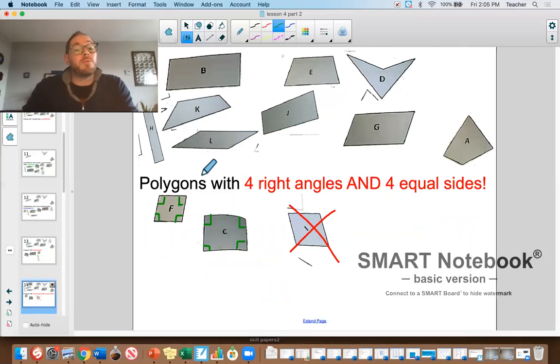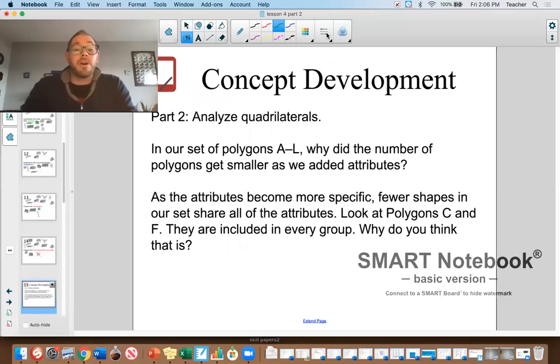Then we wanted to see which polygons have 4 right angles and 4 equal sides. And we know that F and C have 4 right angles and they've got 4 equal sides. There we are. And we found out by turning it on its side yesterday that letter I does not have 4 right angles. It doesn't have any right angles. So we couldn't include letter I in that. Now we're going to get ready to analyze the quadrilaterals.